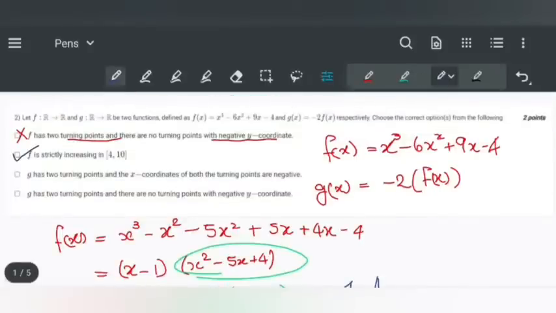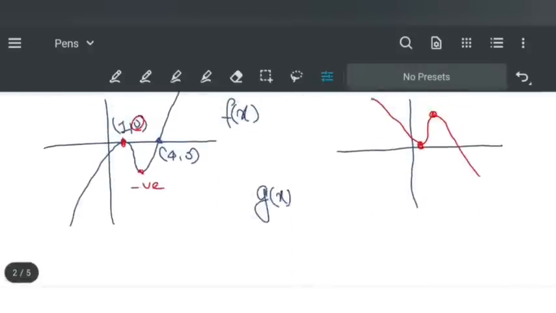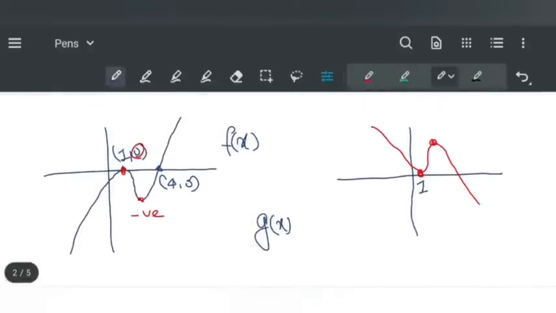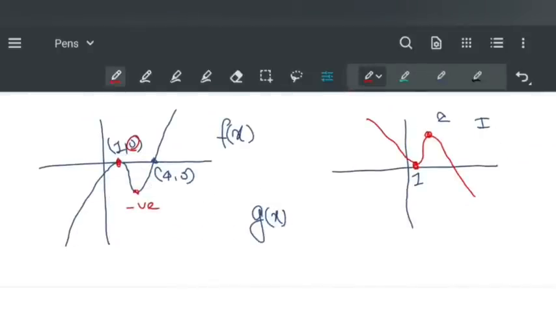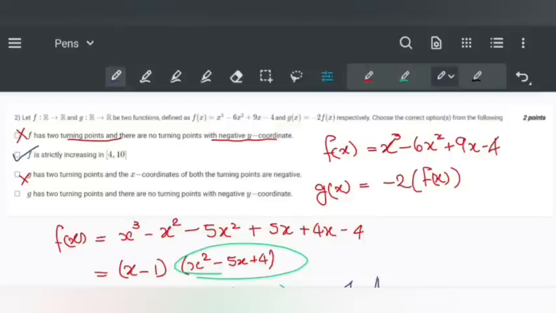Second option correct. Third option, g has two turning points and x coordinates of both turning points are negative. Yes, g has two turning points, number 1 and 2, but x coordinate of both are positive because it lies in first quadrant. So third option is wrong. Fourth option, g has two turning points, correct, and there are no turning points with negative y coordinate. So both the turning points are in first quadrant, so there is no chance of negative y coordinate. Hence the fourth option is correct.